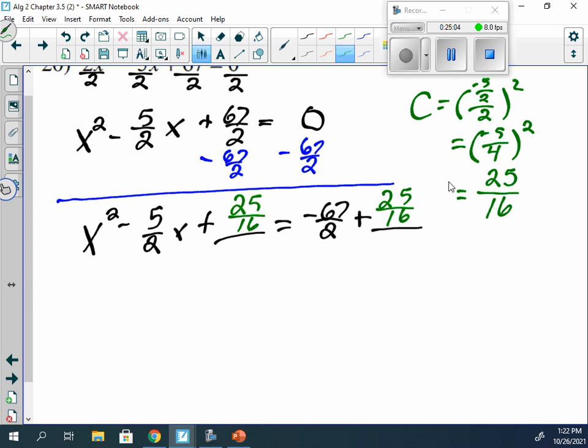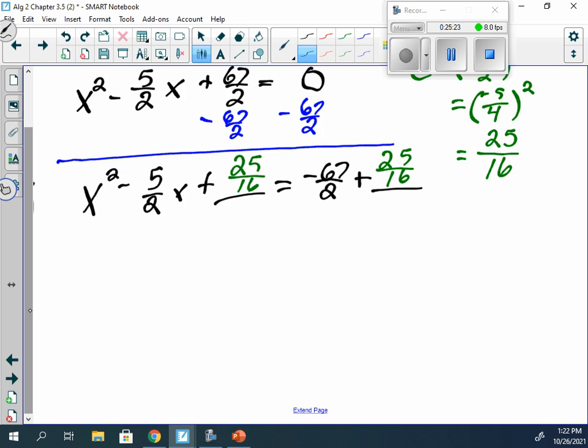Did this non-divisibility by 2 with b and c really make this problem any harder than the ones we did before? No, it's just we're dealing with fractions. That's the only real change.